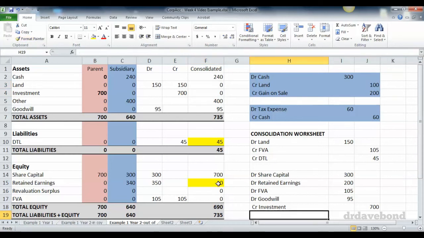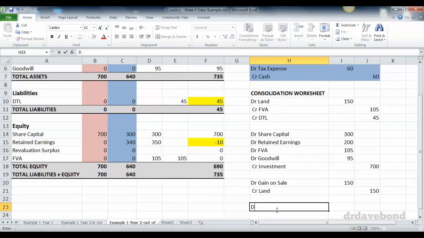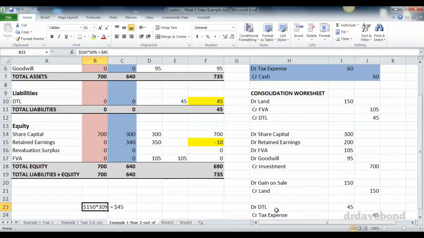But we've still got a problem with the DTL and retained earnings. The next effect is a tax effect, and it's actually reducing the amount of tax expense that's recognized this year. If we simply add up the tax expense from the subsidiary, they had a tax expense of $60, which is based on the $200,000 profit. But from a group point of view, the profit was only $50. So that tax expense is overstated, to the tune of $45,000. That $45,000 is because the 150 times 30% gives you $45. That 150 is the amount that the profit was overstated. So if we're reducing the gain, we've got to also reduce the tax expense in relation to that.